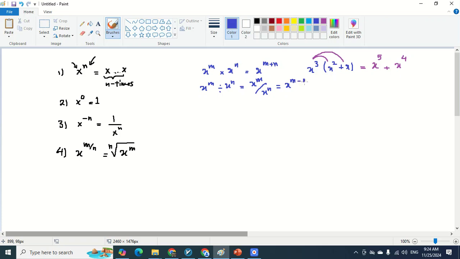Indeed, if you take a look at this expression, you can get the result from the first rule as well, because when we have x to the power of m over x to the power of n, this 1 over x to the power of n can be written as x to the power of minus n, and the division can be converted to a multiplication, then use the first rule to get this result.